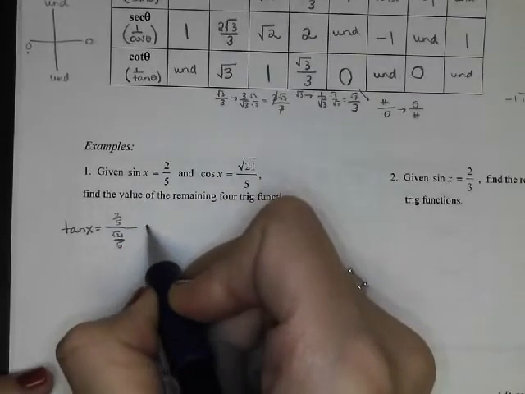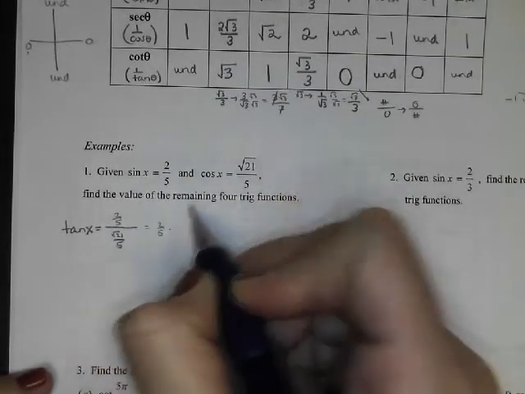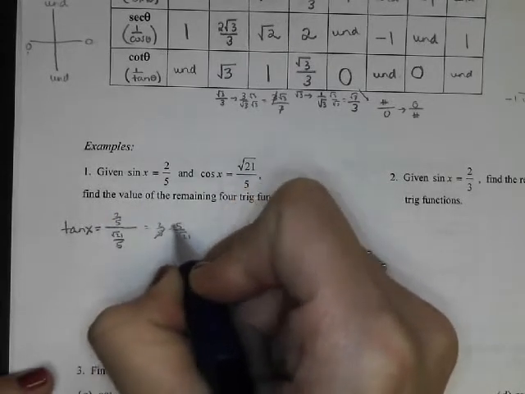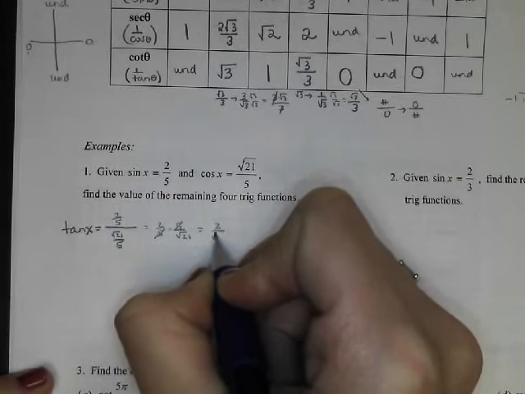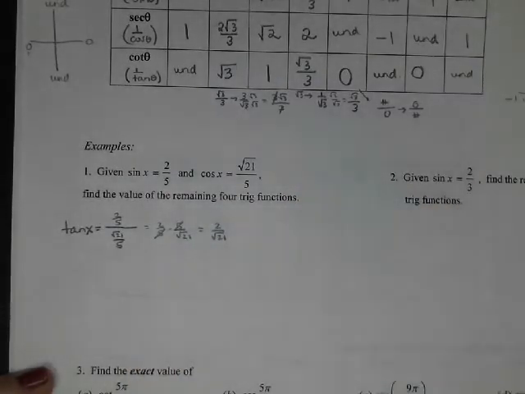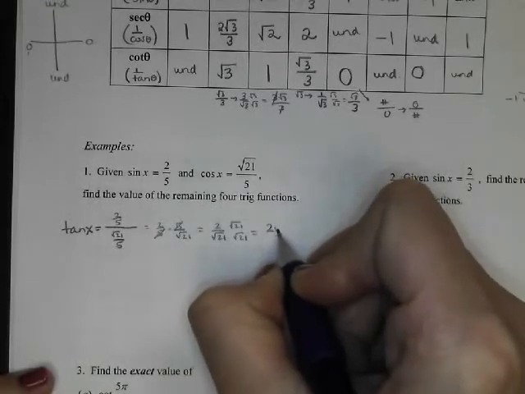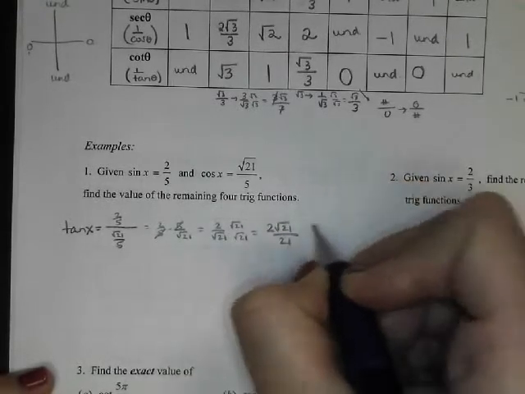So fraction divided by fraction, we're going to keep, change, flip. Our 5s will cancel. We have 2 over root 21. We rationalize. Root 21 over root 21 makes 2 root 21 over 21.